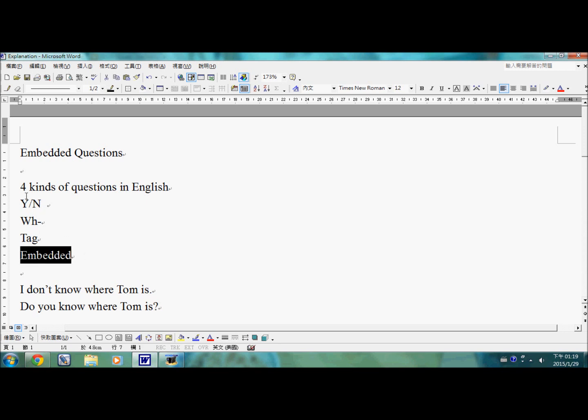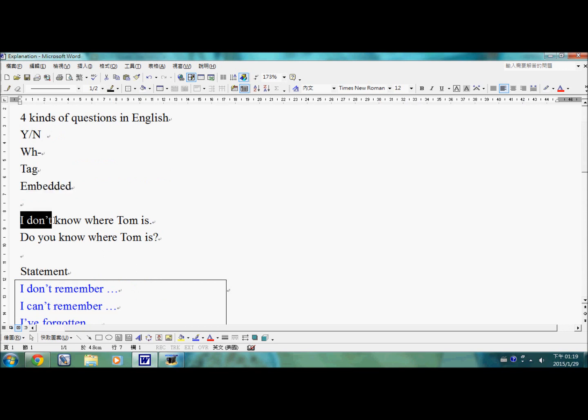But unlike the previous 3 kinds of questions, we can use embedded question to answer or ask a question. For example, look at the following examples. I don't know where Tom is. It's the answer to a question. You can see that this is the main clause and it's a statement. It's not a question. So that's why the sentence ends in a period. And if someone asks you, where is Tom? I don't know that. And I will just say, I don't know where Tom is. So it's a reply to a question.